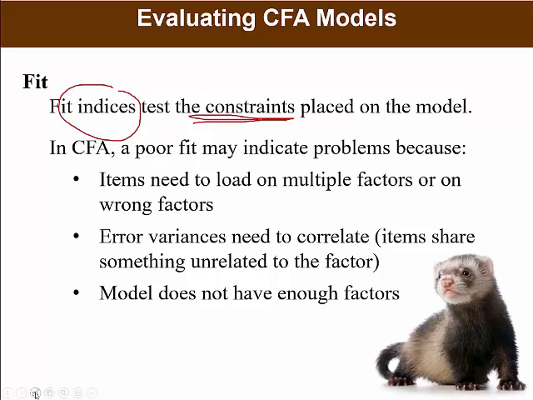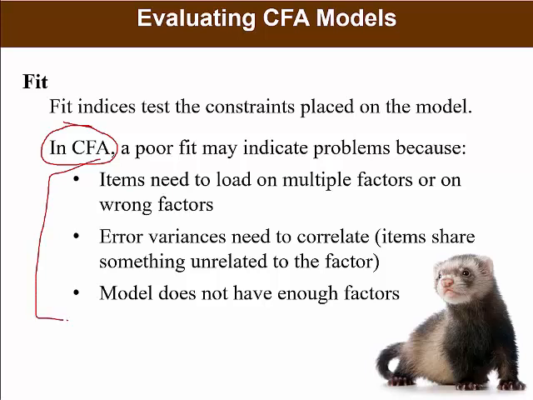So to interpret fit, to understand what fit is telling us, we need to think about what constraints we placed on our model. When we do a confirmatory factor analysis, what are the types of constraints we placed on that model? That will give us information about what the fit means. And here I have some examples. If we consider the constraints we placed on the model, we can then decide what types of problems might be indicated by a poor fit. So if we get a poor fit, what does that mean? Here are some possible problems. Here are some possible things that could cause a poor fit. These are things to look at if you get a poor fit. These are essentially the possible reasons why a model might have a poor fit.